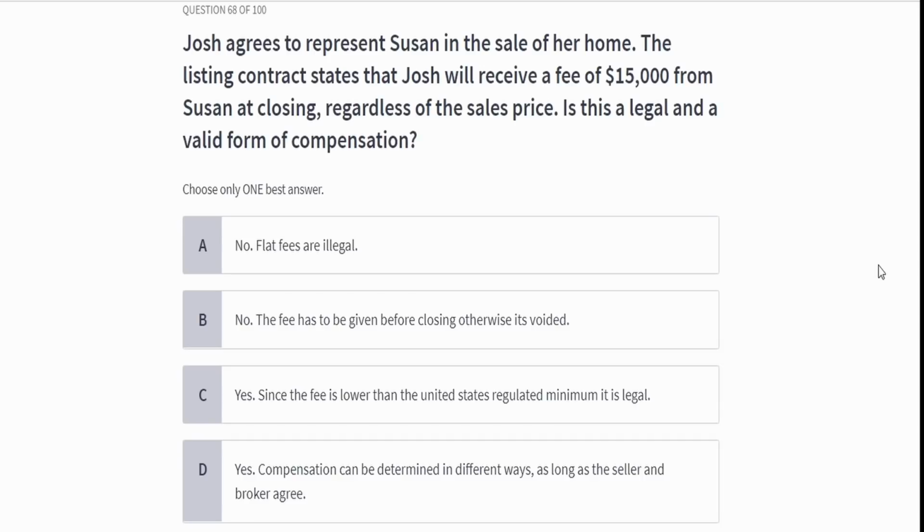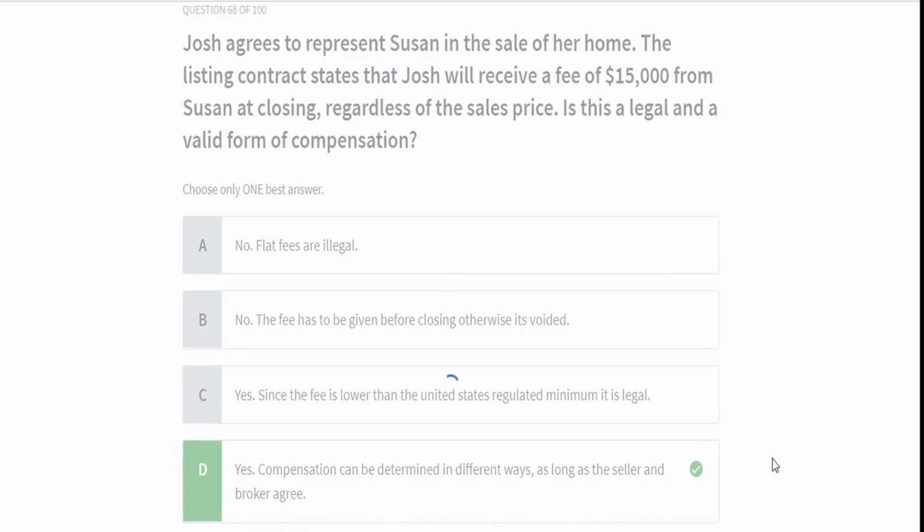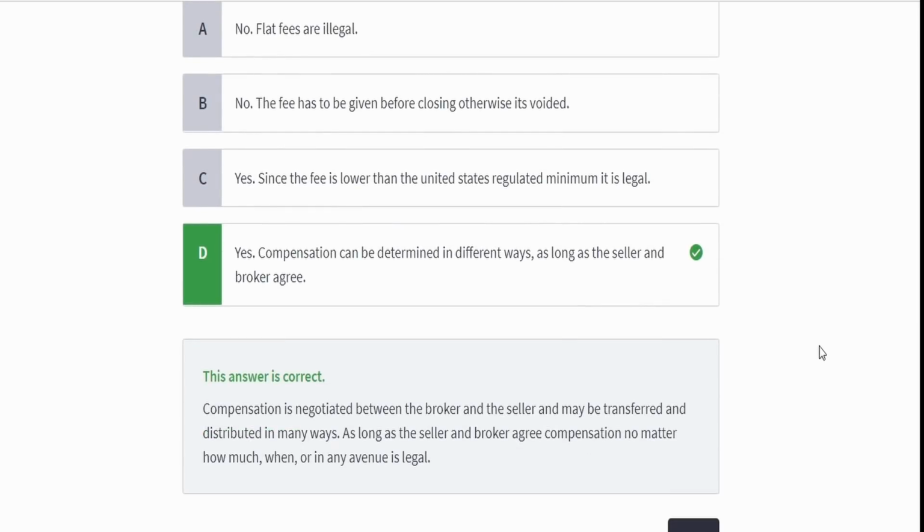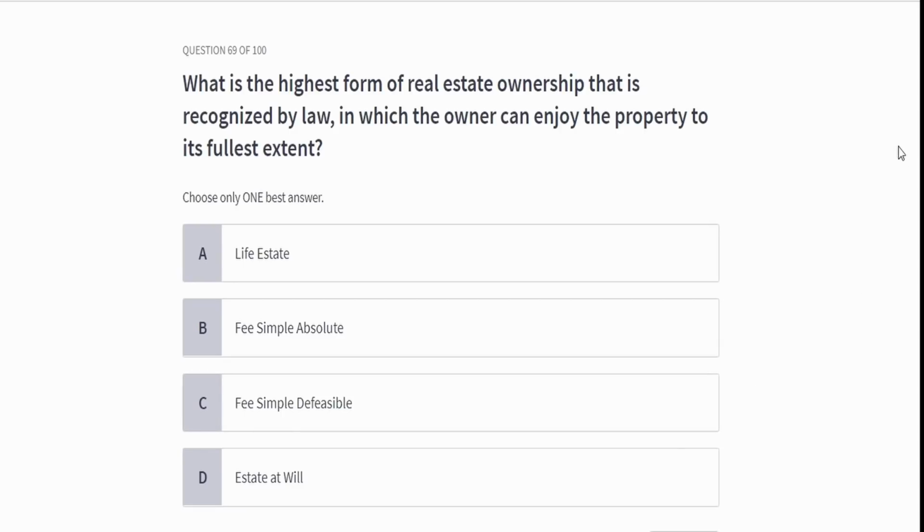So what is our correct answer? Well, our correct answer is going to be D. Yes, compensation can be determined in so many different ways, guys, as long as the seller and broker agree. Generally speaking, 90% of the time, it doesn't matter. It's just going to work. And obviously, it's negotiated between the broker and the seller, and it can be distributed and transferred in many different ways. As long as they agree, it's good to go. Any avenue would be legal. So, all right, next one, 69.